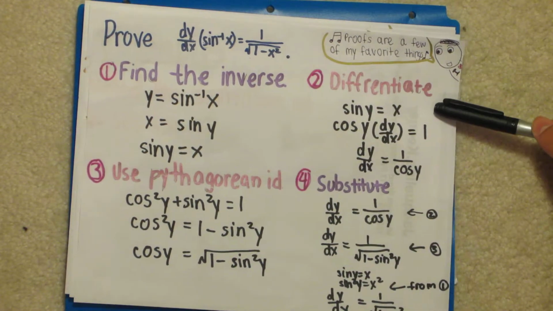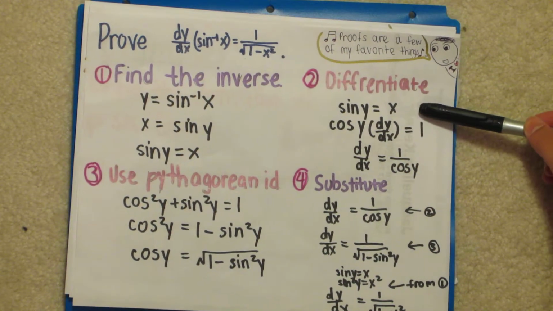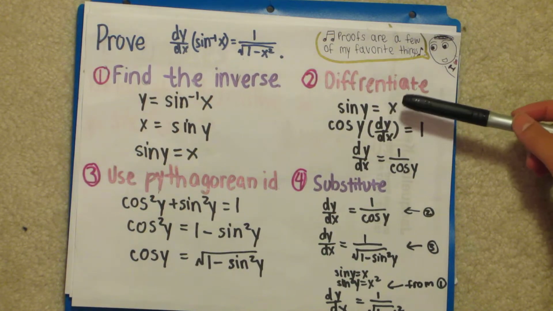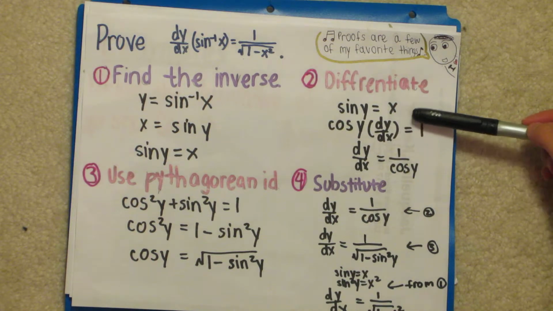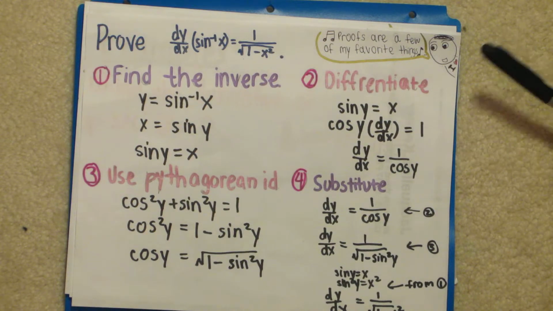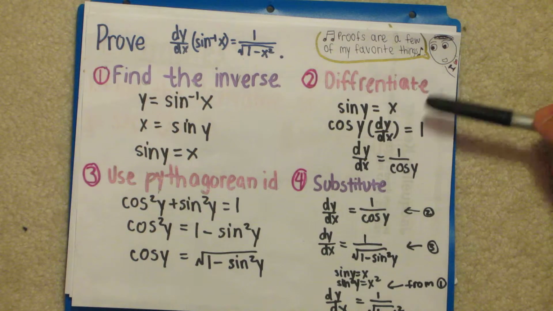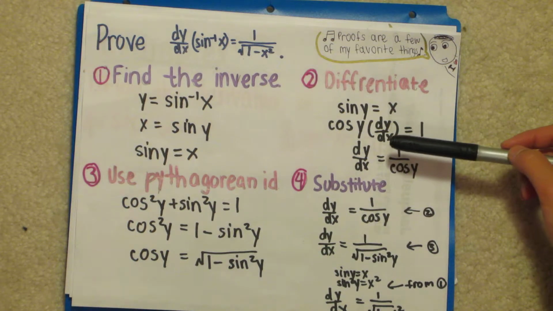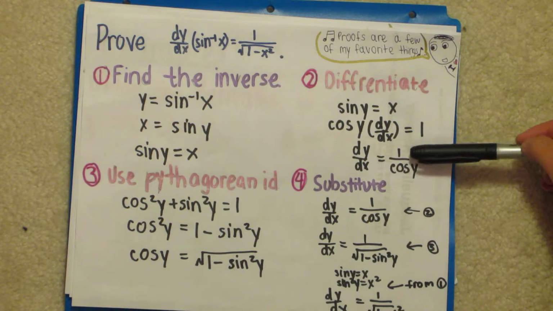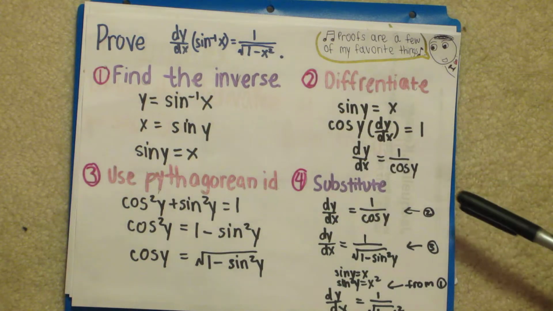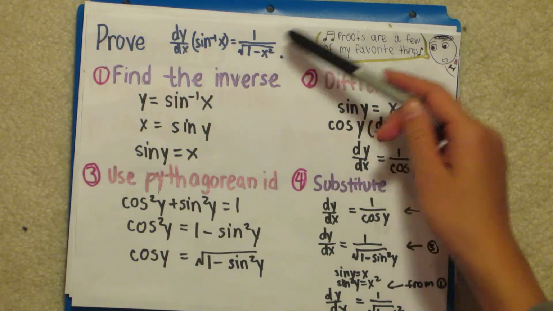Now we differentiate what we got from 1. So sine y equals x. You know that the trig derivative for sine is cosine. So cosine y dy over dx, because this is implicit differentiation, equals 1 because the derivative of x equals 1. So now divide cosine y on both sides and you get dy over dx equals 1 over cosine y. So as you can see, the numerator is starting to look the same.